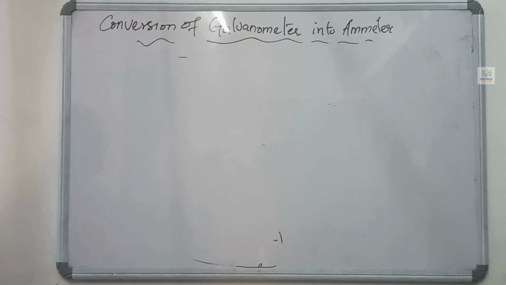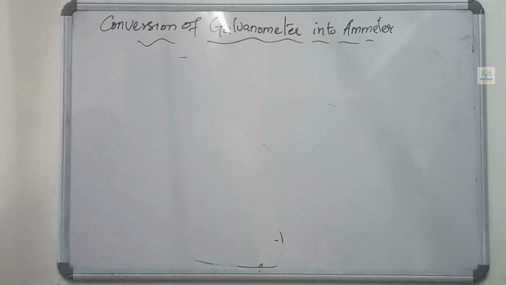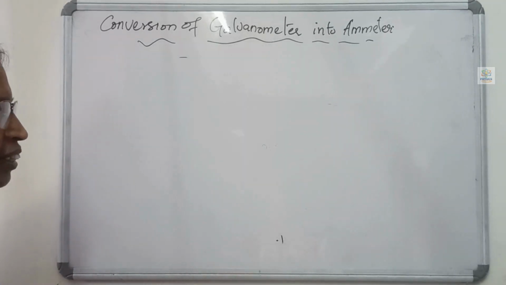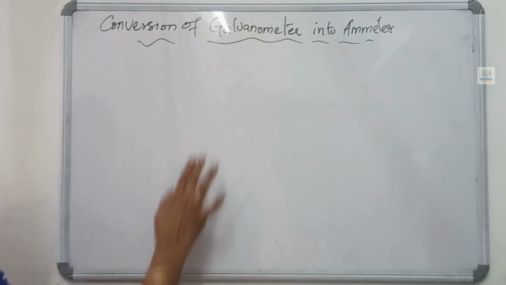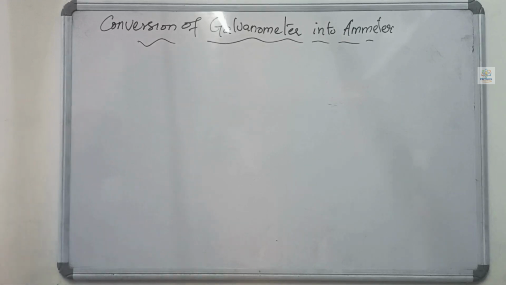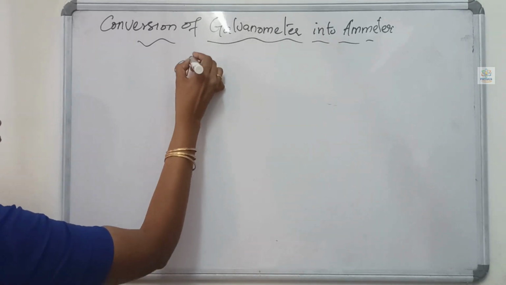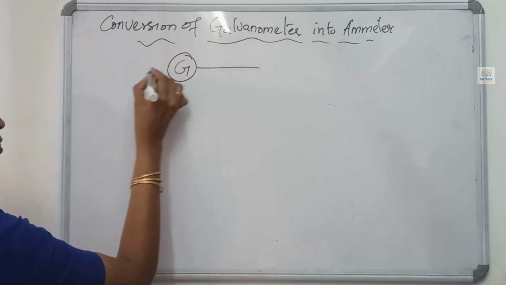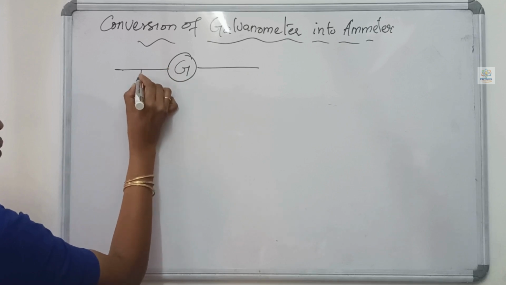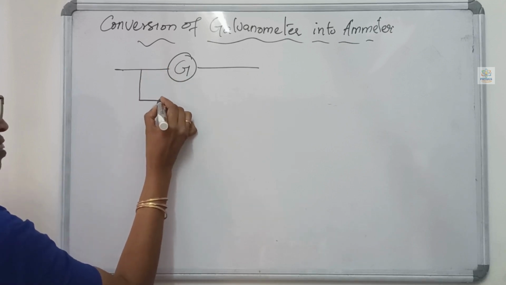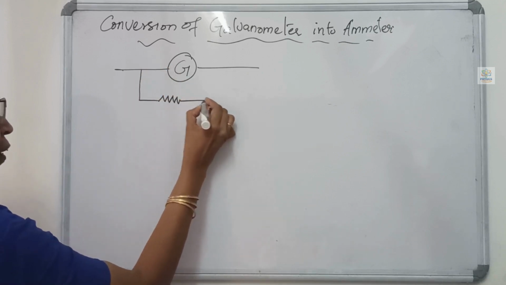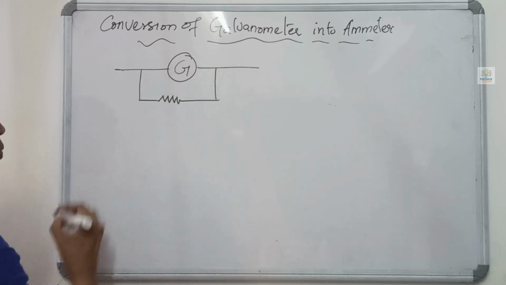Next topic is conversion of galvanometer into ammeter. To convert a galvanometer into an ammeter, a small resistance is connected in parallel to it. So here, just consider this is the galvanometer. Here we have to take a small resistance which is connected parallel to this galvanometer.